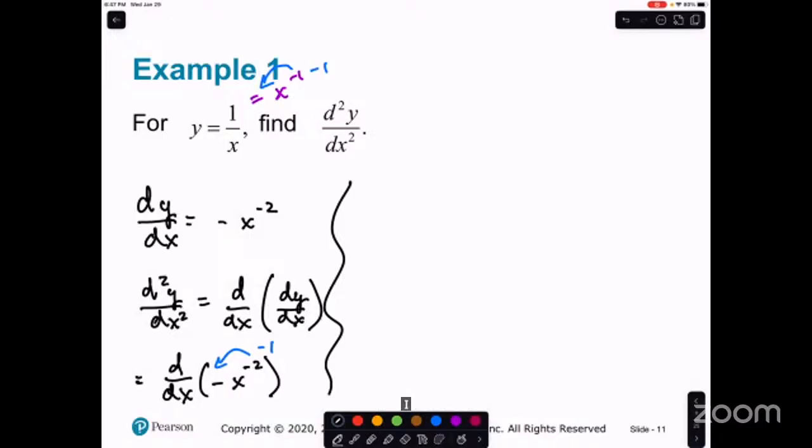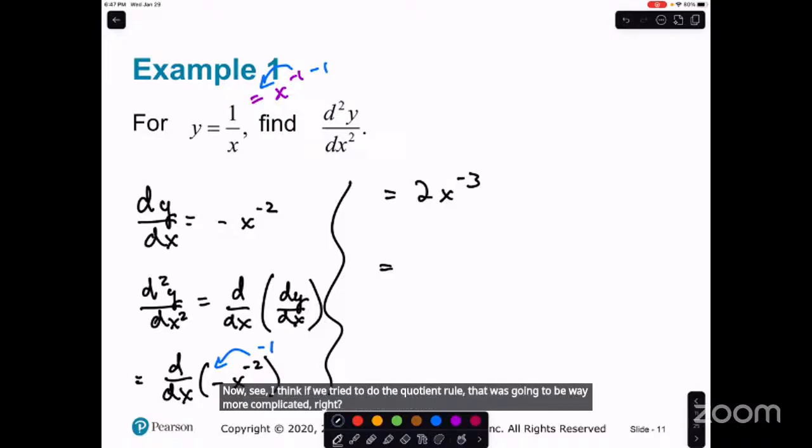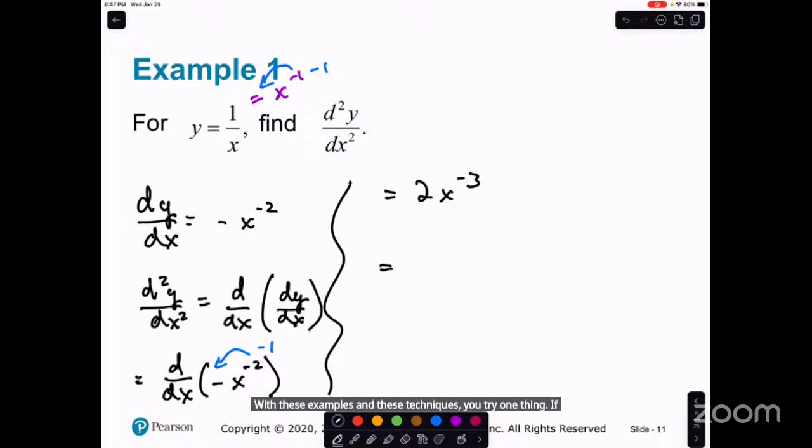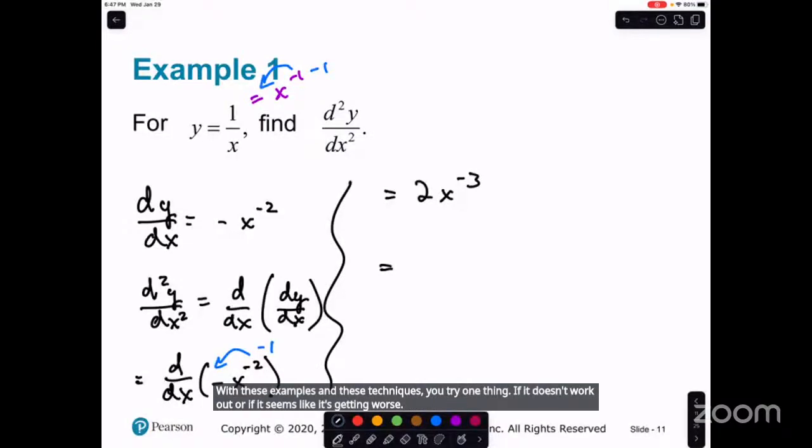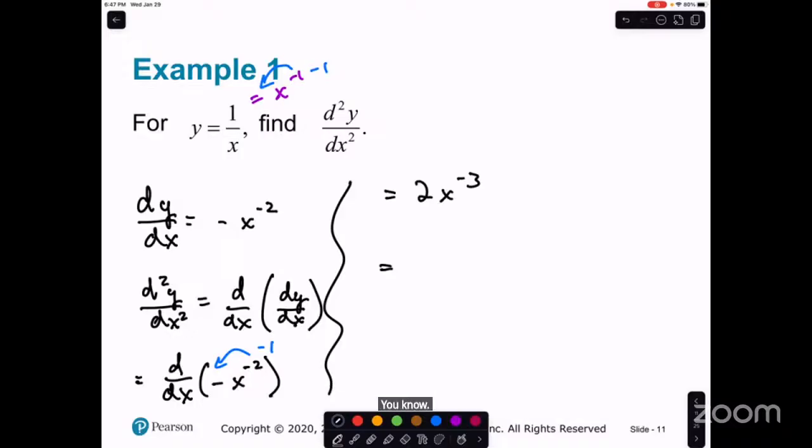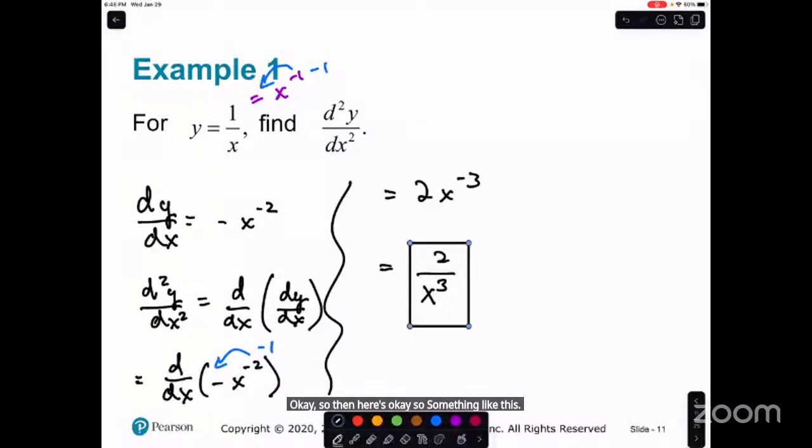I think we got lucky with this one. It's going to be what? So 2x to the minus 3. Now, see, I think if we tried to do the quotient rule, that was going to be way more complicated, right? With these examples and these techniques, you try one thing. If it doesn't work out or if it seems like it's getting worse, scrap it and then try something else. Try a different technique. You know, there's more than one way to go about these. Sometimes it's unavoidable, but then sometimes it's just a matter of trying a different technique. Okay, so then here, do something like this.